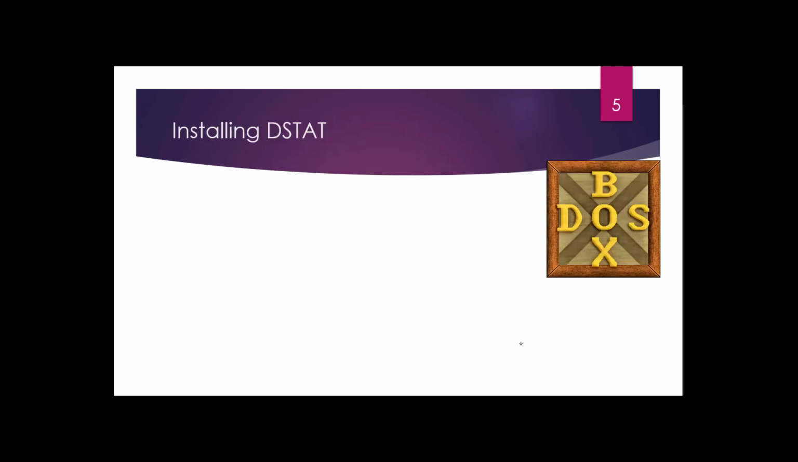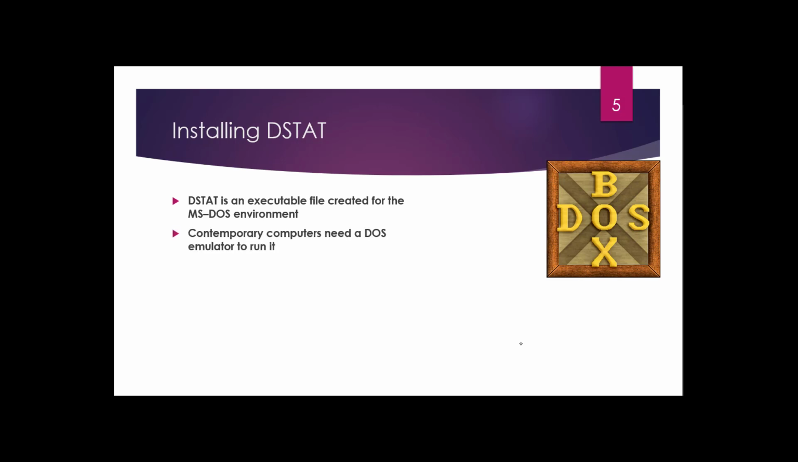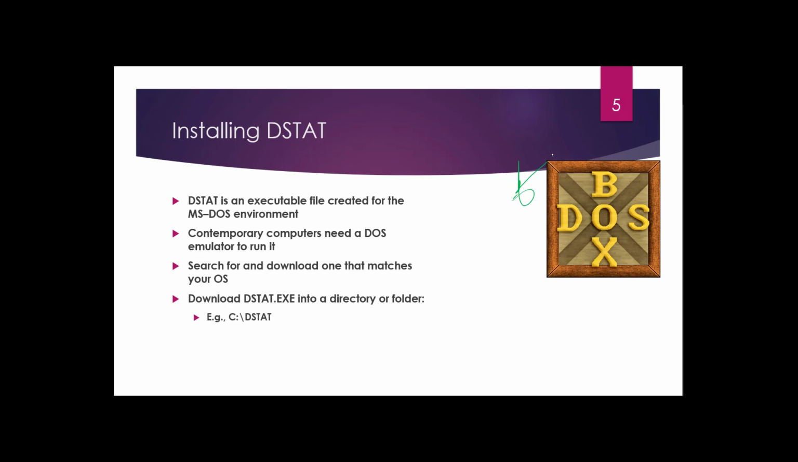Okay, here's how you'd install DSTAT. The problem is DSTAT was created in the MS-DOS environment. Very quaint, but actually there are a lot of programs that are still in use in that environment, especially game programs. So if you want to run it, you need to use a DOS emulator for any kind of contemporary computer. You can just search on the internet and download one that matches your operating system. DOSBox, which I've got highlighted on the right, seems to be a recent favorite for people who do this stuff. You would download DSTAT.exe into a directory or folder. There's an example of where I might put it on my computer, and that's how I've done it on all mine, just by default.